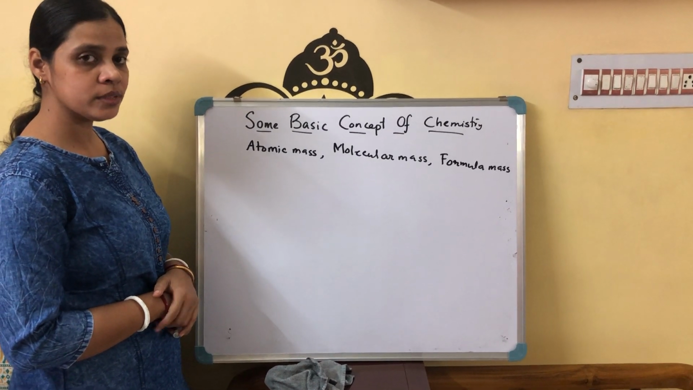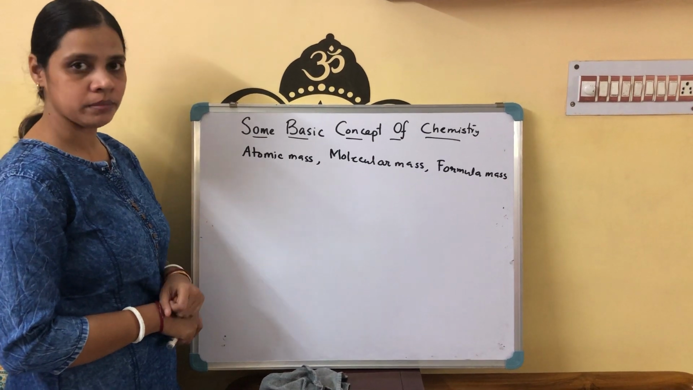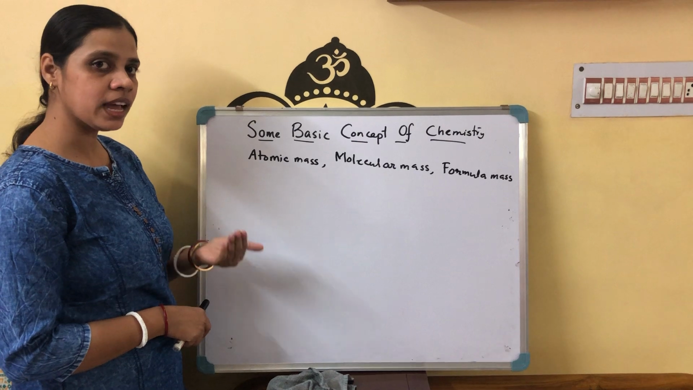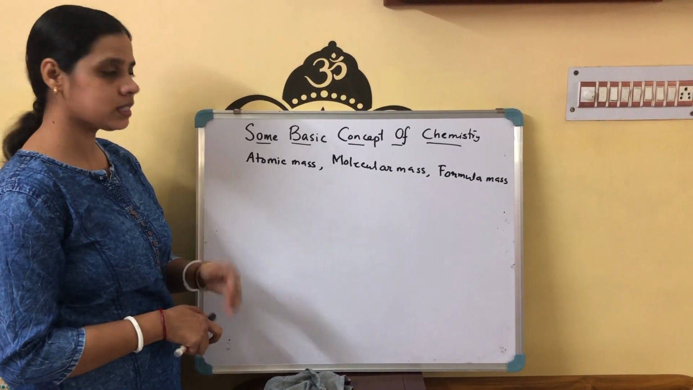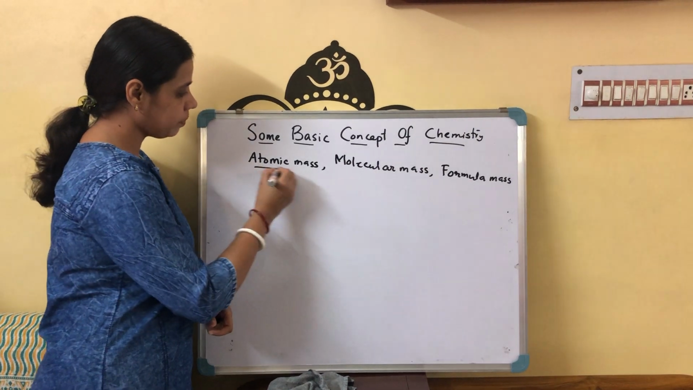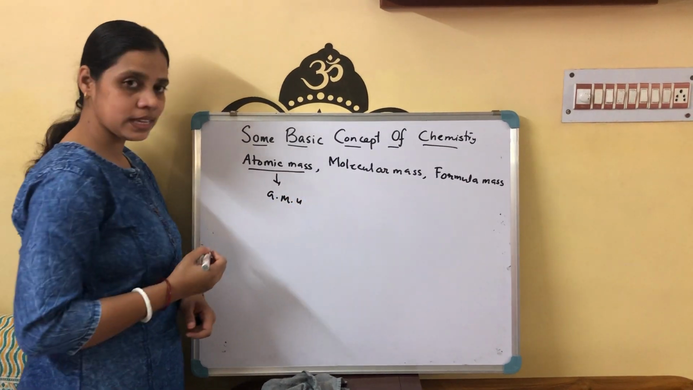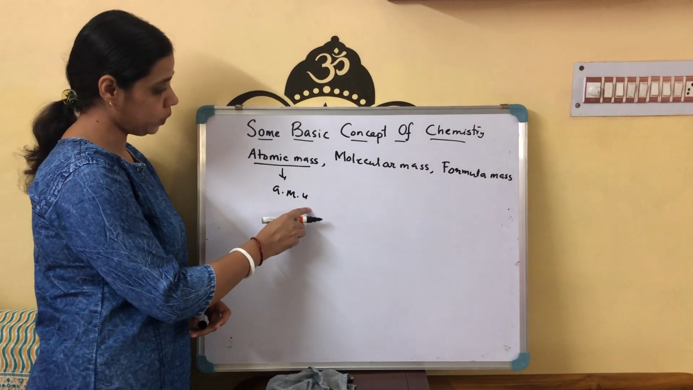But you know, an atom is so small, so we do not directly calculate the atomic mass. We can calculate the atomic mass by taking the help of a scale, and the name of the scale is the AMU scale. What is the full form of AMU? That is atomic mass unit.